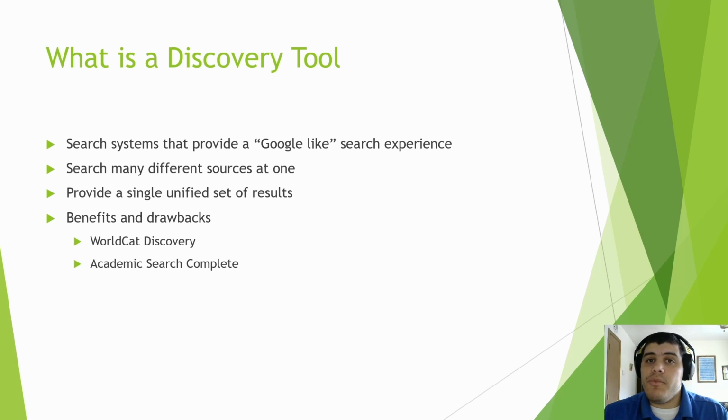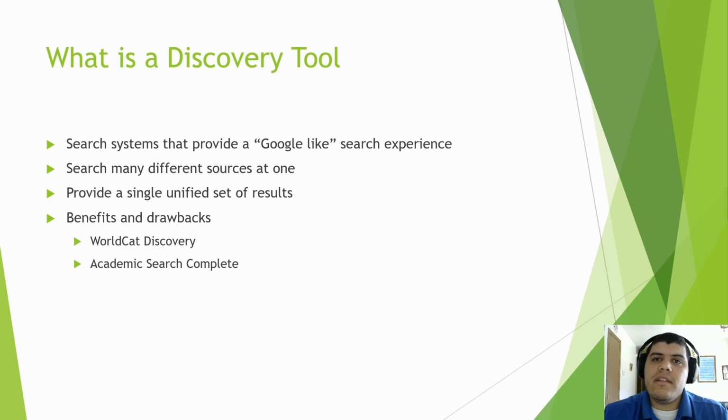discovery tools do the same thing, but for library resources. So these can be the library catalog or newspaper databases that the library subscribes to, or article databases, any kind of resource. It will take your search terms, search all of them, and then bring back one list of results that you can then go through and find relevant materials.